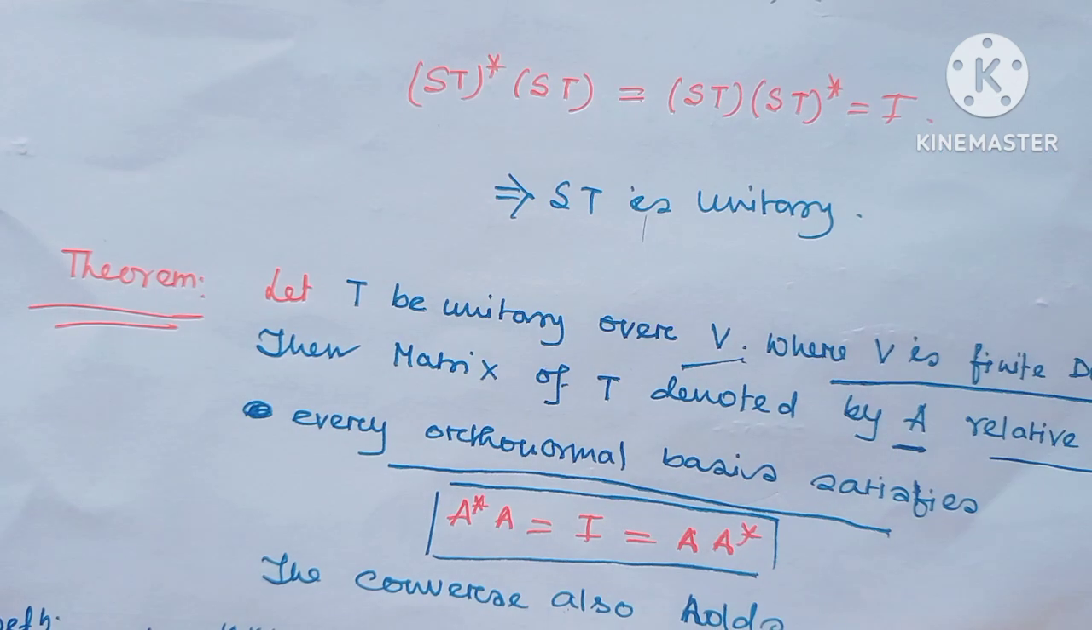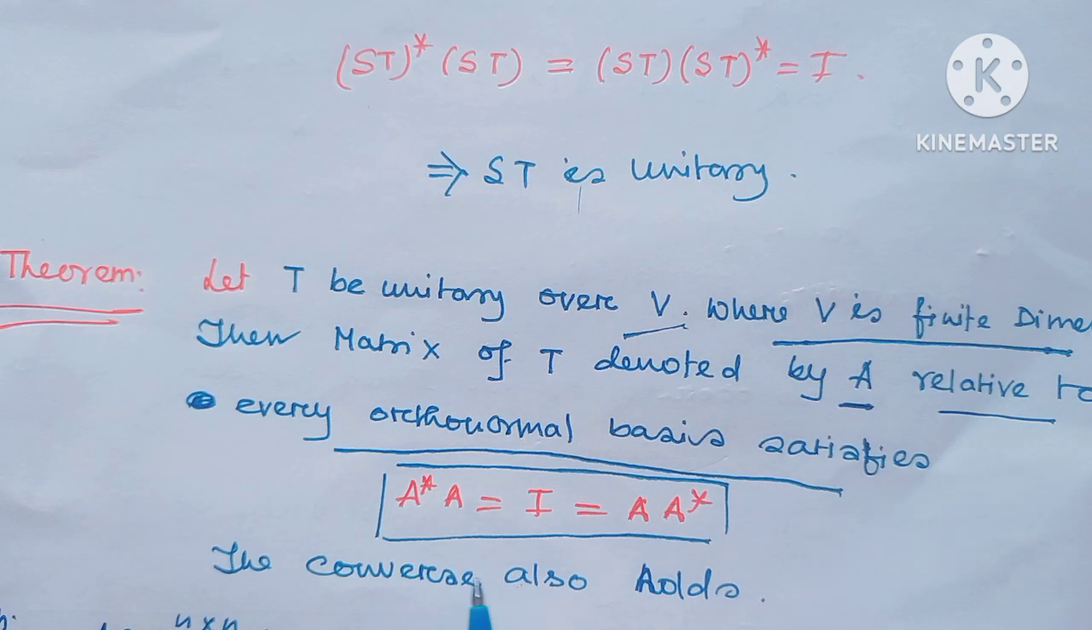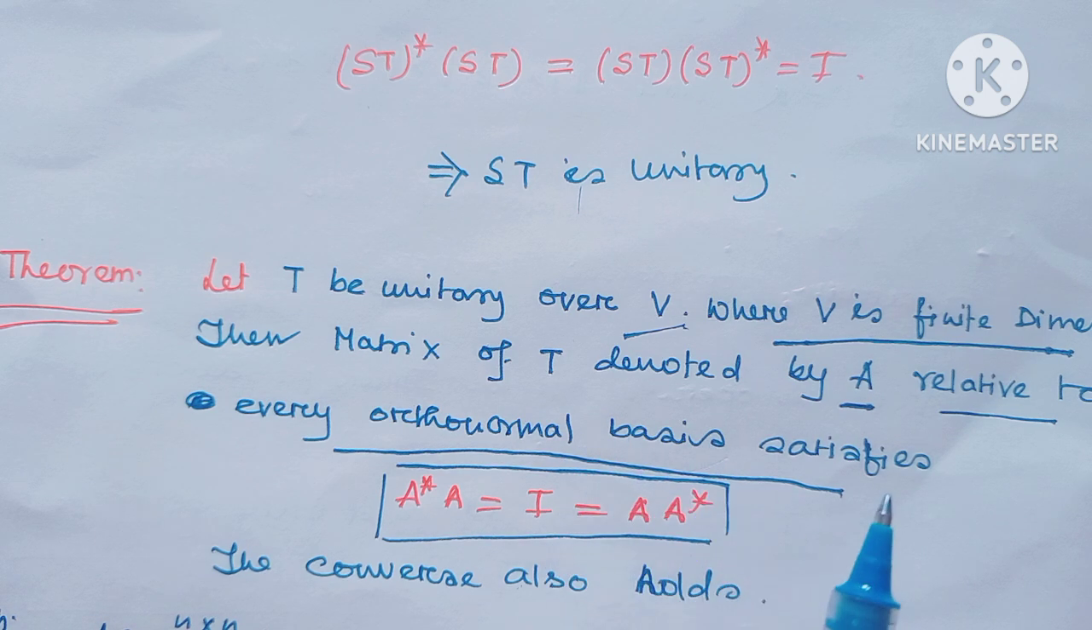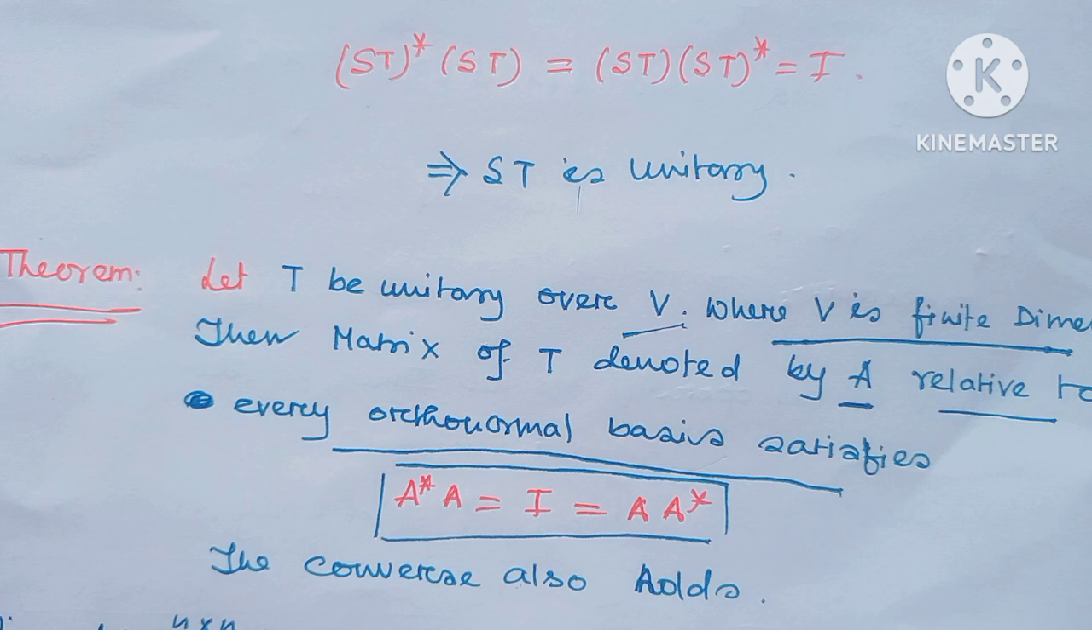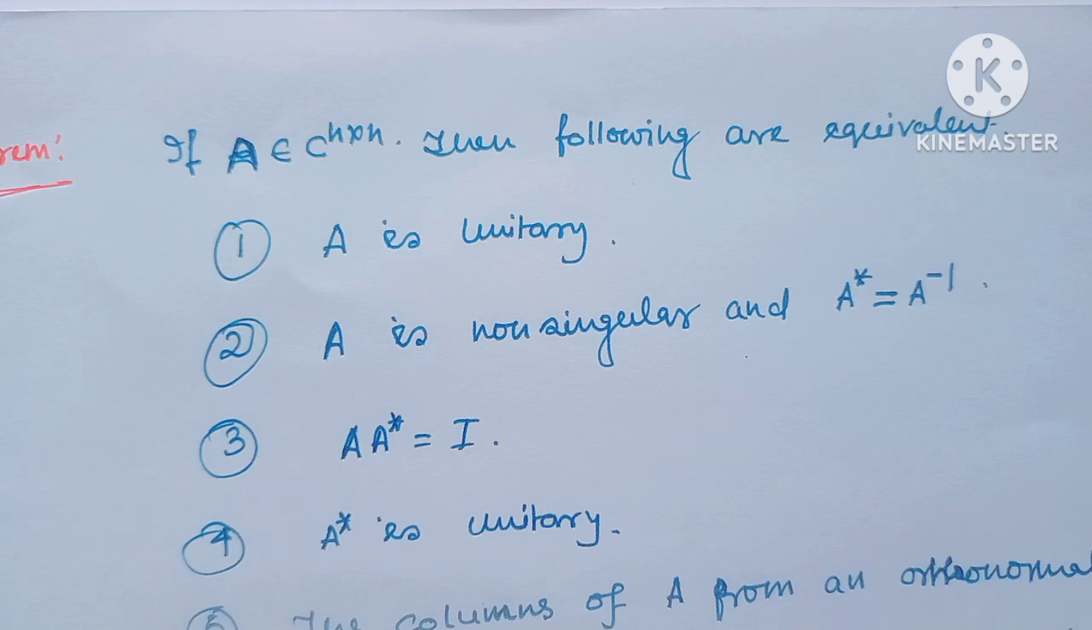The converse also holds. That means with respect to an orthonormal basis, if the matrix is unitary, then the operator is obviously a unitary operator. We all know there are various properties of unitary matrices. Just as a recall, if A is an n cross n matrix, then the following are equivalent.